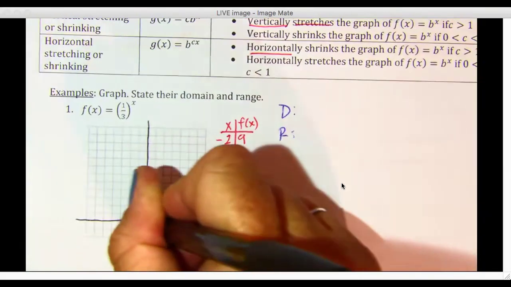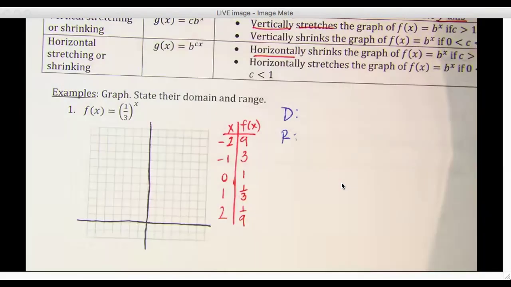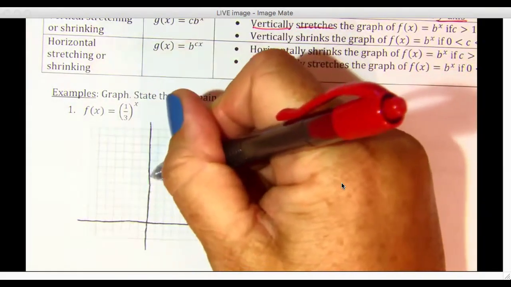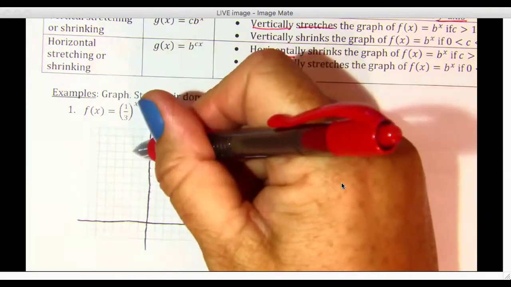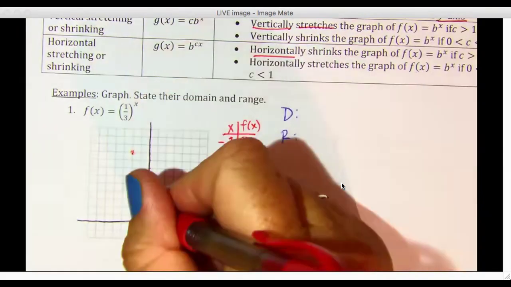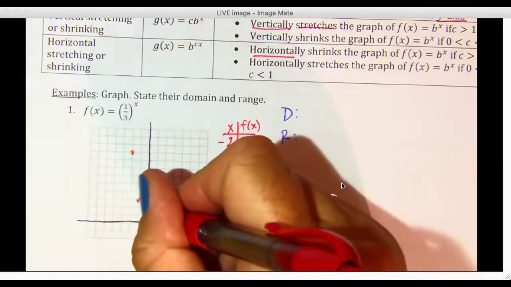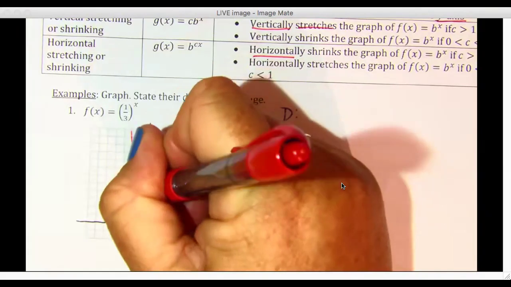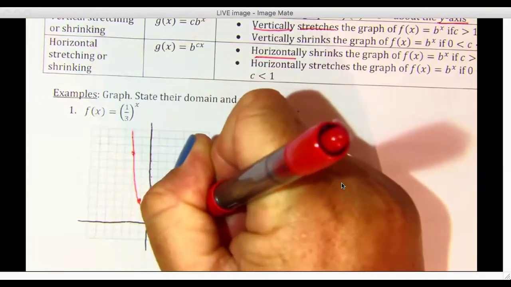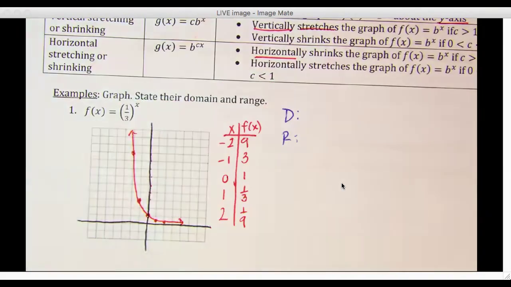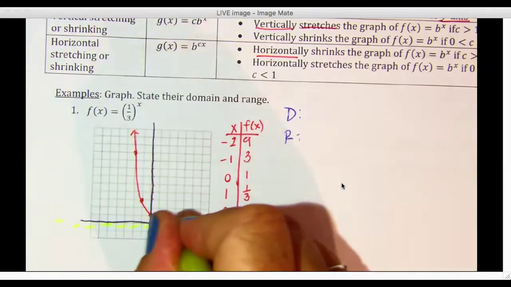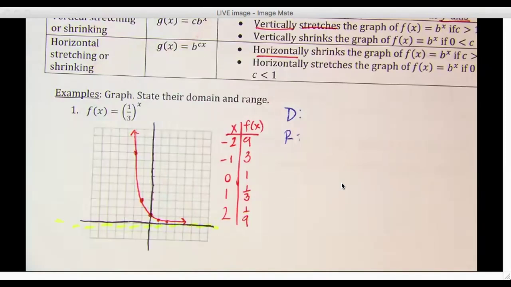So at -2, we got 9. So 1, 2, 3, 4, 5, 6, 7, 8, 9. And at -1, we got 3, then 1, 1/3, and 1/9. And we can see this decay function. And we want to include that horizontal asymptote with our graph. So I should see that asymptote graphed for all exponential functions.